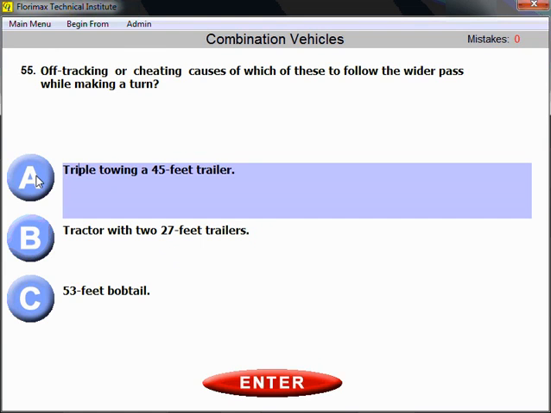The more trailers you are towing, the wider you need to drive while making a turn, and that's the correct answer. You do not have to ask which one is longer. No, which one has more trailers. Okay, that's why the triple makes a wider turn.